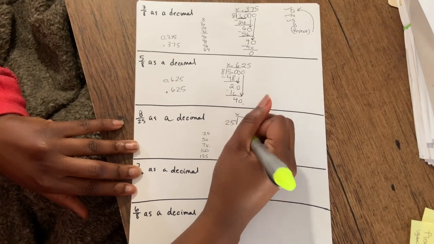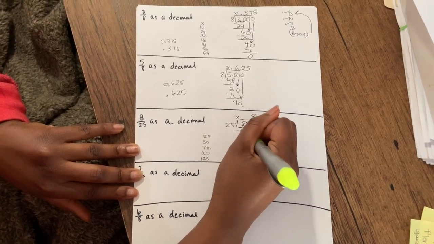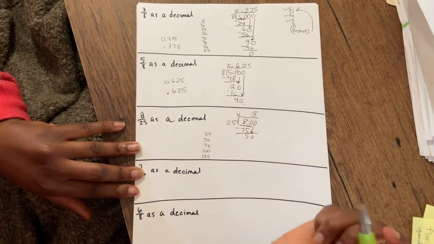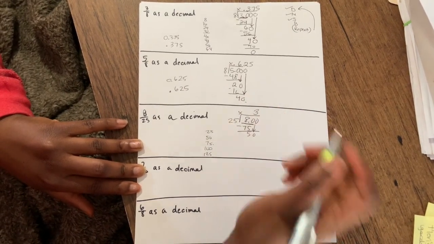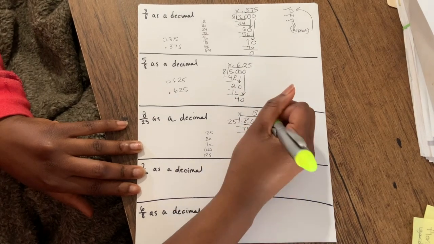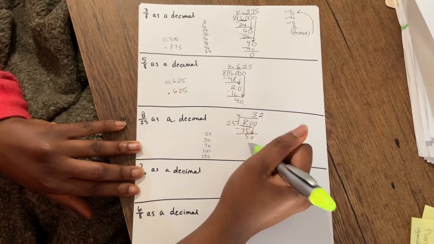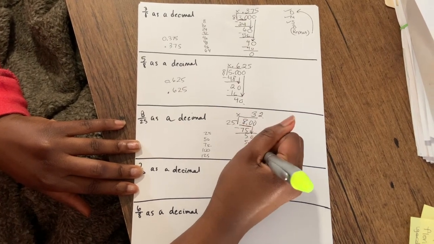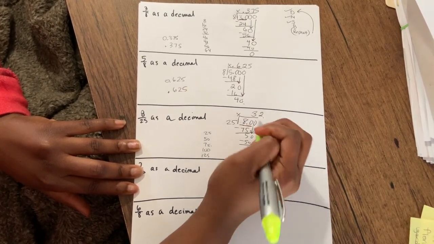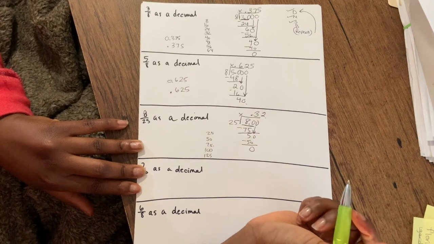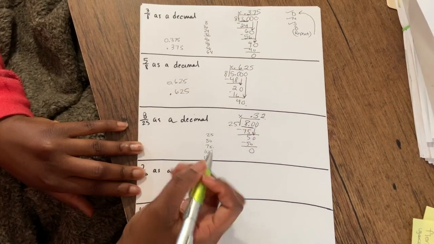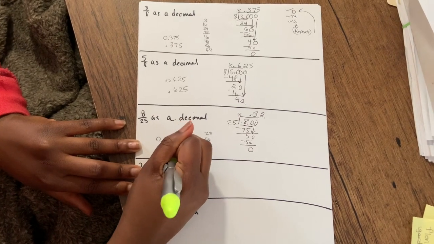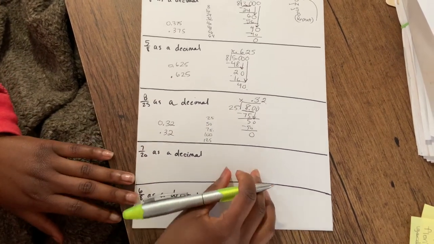3 times 25 is 75. That's going to give me 5. And I'm going to bring down my 0. Oh, I have just enough zeros actually. I don't need to bring down any more because I know that I can make 2 groups of 25 to get 50. And that's even. 2 times 25 is 50. Now the final thing left to do is just bring my decimal up. So 8 over 25 as a decimal is 0.32. 2 more left.